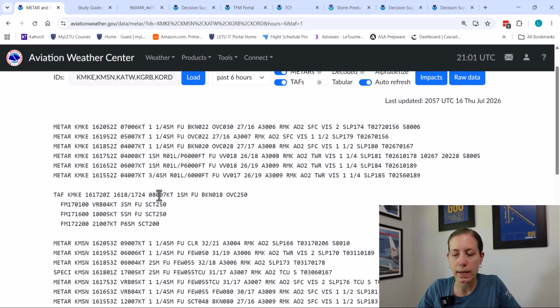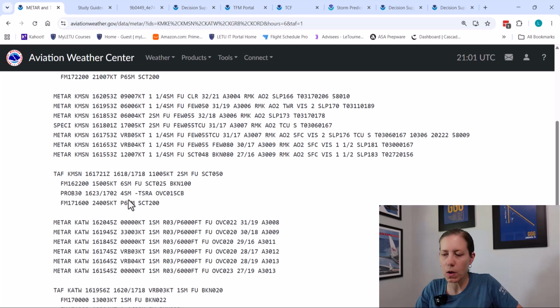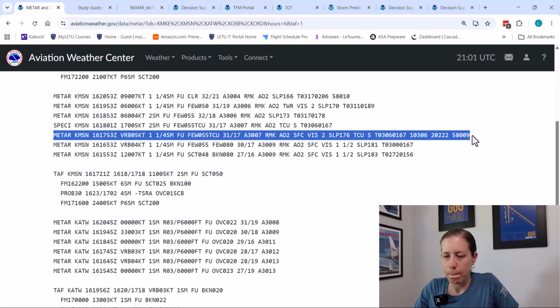The wind is forecasted to be 080 at 7 knots, visibility 1 mile in smoke. The ceiling is broken at 1,800, and then there's another layer overcast at 25,000. So apparently they're having some issues with smoke there. Okay, awesome. All right, so let's try another METAR reading, and we could go through and read this one.